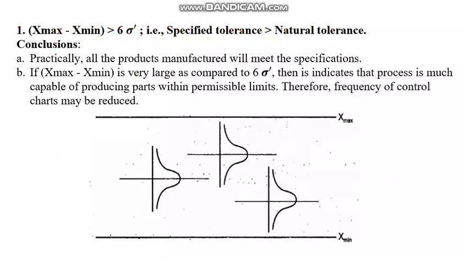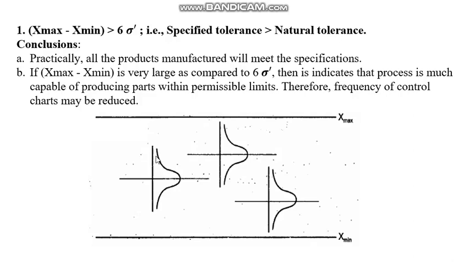Now, what are those situations? When we compare them, the first situation is where the specified tolerance, that is x maximum minus x minimum, is greater than the natural tolerance, 6 sigma prime. If it is like this, what does it mean? Like I was telling you about the shaft measurement, x maximum is 50.02 mm and x minimum is 49.98 mm.